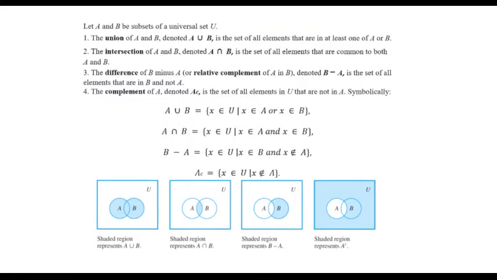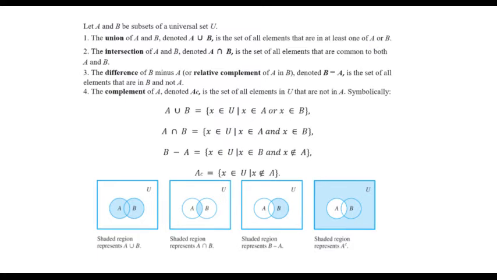Alright, so the next definition is the definition of four operators amongst sets. The first operator is union of A and B. We say the union of A and B, which is denoted by this symbol, is a set of all elements that are in at least one of A or B.